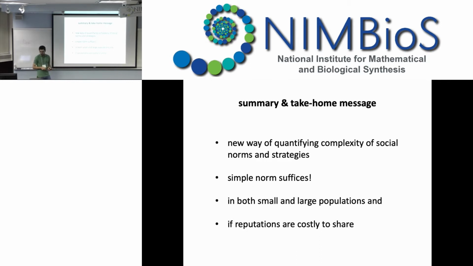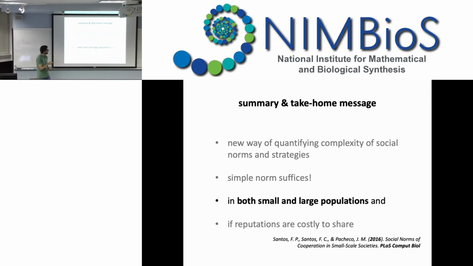And then we've seen that we can have a simple norm promoting very high levels of cooperation. As a curiosity, this norm, Stern Judging, says that an individual is good if they cooperate with the good and defect with the bad. So it has a complexity of 4, and it's highly successful. We can also show that this norm works well both in small and in large populations. So this represented also something original.